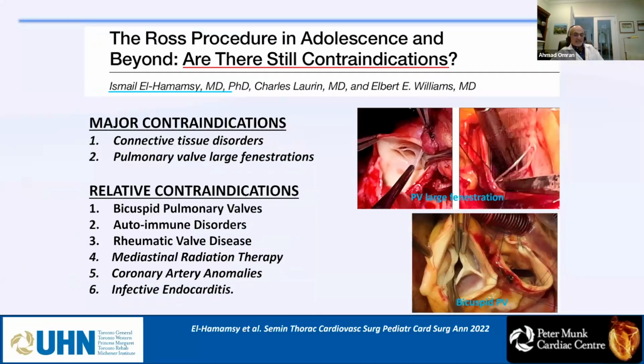Is there any contraindication for ROS? The only contraindication is connective tissue disease, Marfan and Loeys-Dietz; we don't do it. And if the pulmonic valve has a large fenestration, large means more than 1 centimeter. Otherwise, we can do the ROS. There are some relative contraindications, like a bicuspid valve, which is not absolute, it is relative. Bicuspid pulmonic valve is not common like an aortic valve, it is like 1 in 1,000 in the general population. Also autoimmune disease and some other diseases.